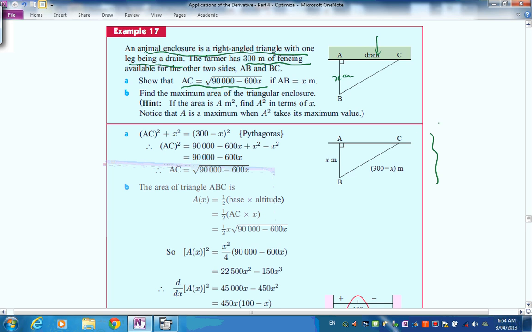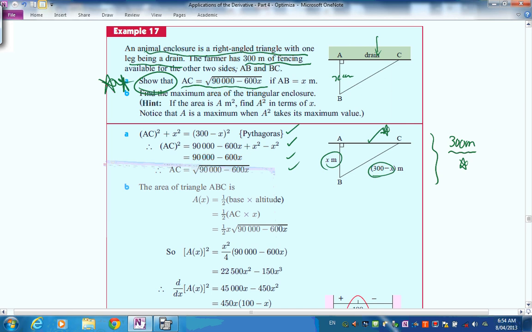And AC squared. How much fencing has he got? Well, he's got a total of 300 metres. So if he uses x there, this will be 300 take x. This doesn't need fencing, that's a drain. So by Pythagoras, putting it down in full form, because it's a show that question, they're giving you the answer. You must be very particular in showing all the steps of how you got that. A diagram is important, remembering the 300 metres from up above.